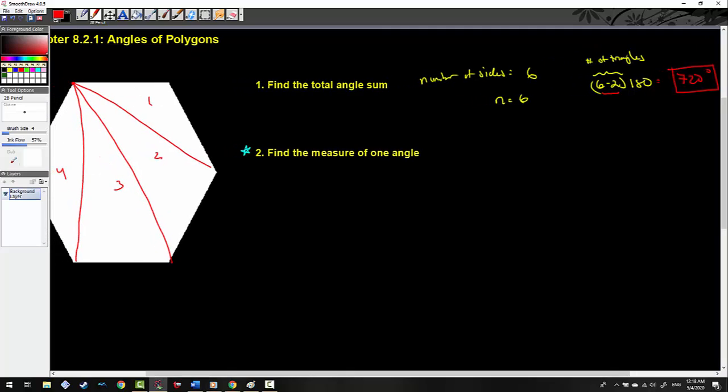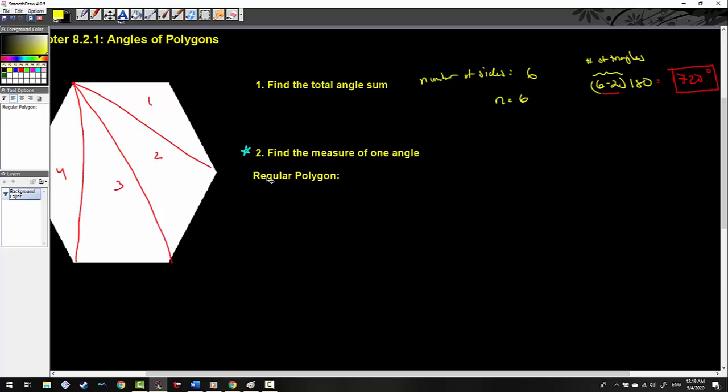So if they want us to find the measure of one of the angles, before we get into that, we need to first establish something. And this is always going to need to be true of the polygon that we're measuring. If they want us to find only one angle, the polygon needs to be regular. So let's talk about what a regular polygon is.